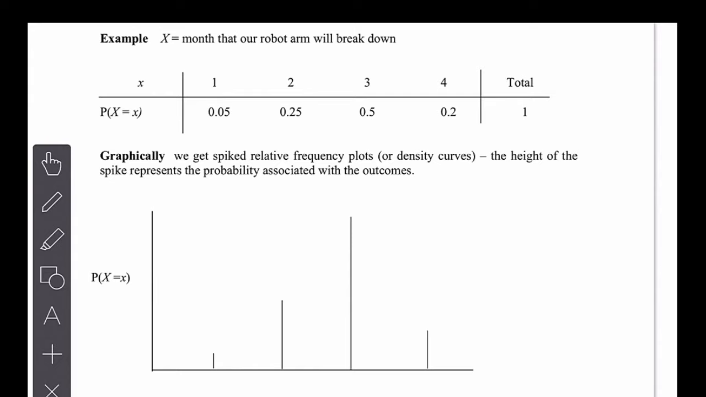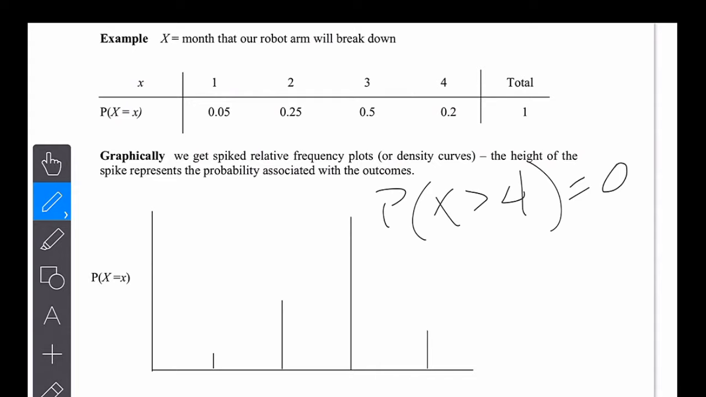Well, here it is again. This is the probability distribution. I can ask you a question. What's the chance that the robot arm will survive more than 4 months? So let's see. What's the probability that X is greater than 4? It means a very specific thing when I write that, right? I'm referring you to this table here where X is defined as the month that our robot arm will break down. The probability in this case will be 0 because it's not there.